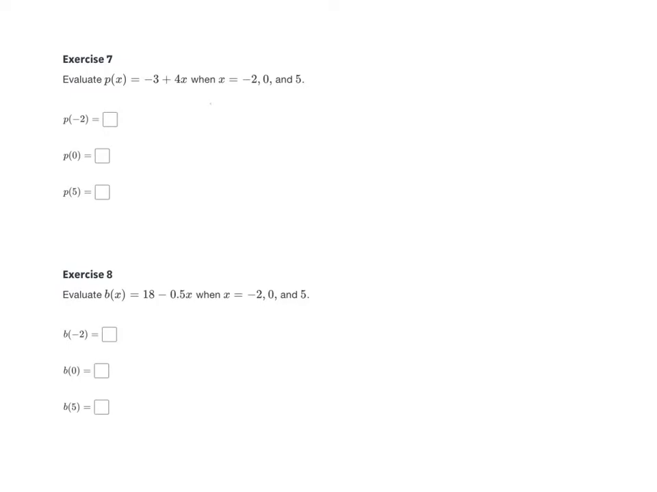Same thing over here. I would have x, p of x. And we have -2, 0, and 5. And so we're just plugging in, so we'd have -3 plus 4 times -2. So this would be -3 plus 4 times -2. 4 times -2 is -8. I get -3 plus -8. -3 plus -8 is going to give us -11.